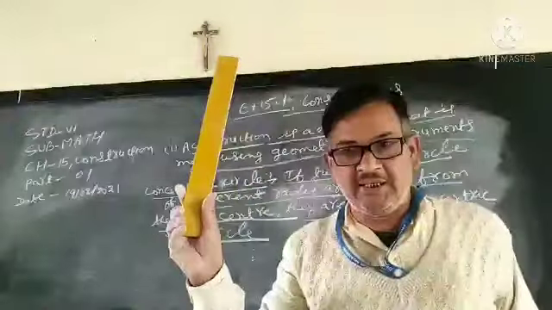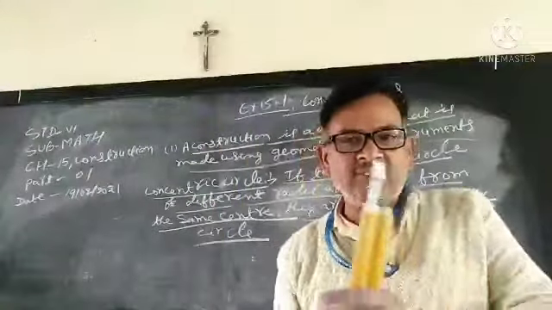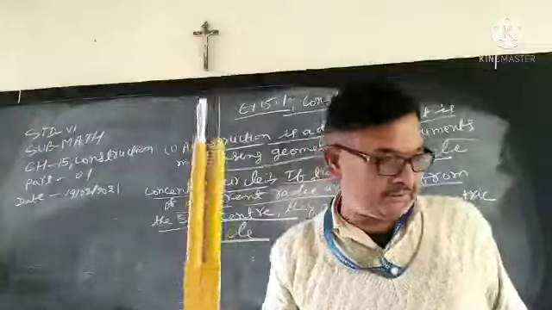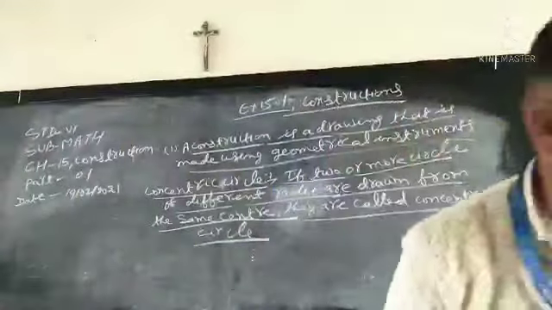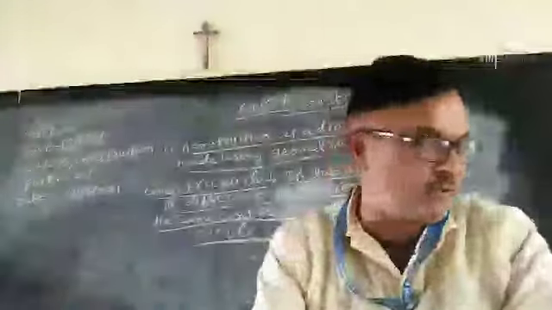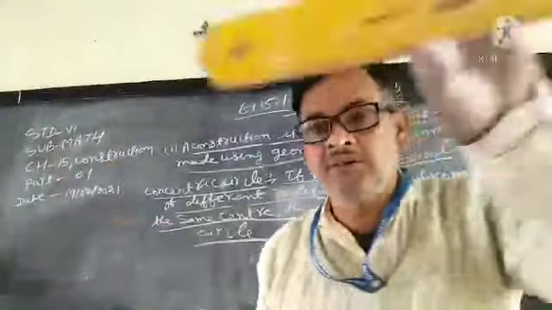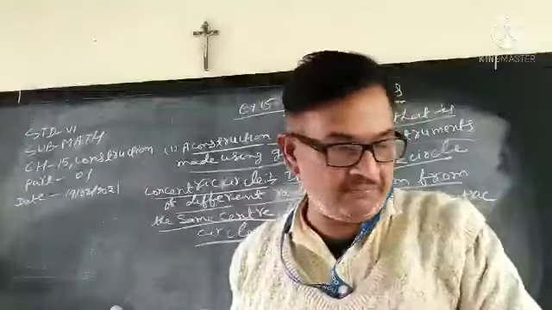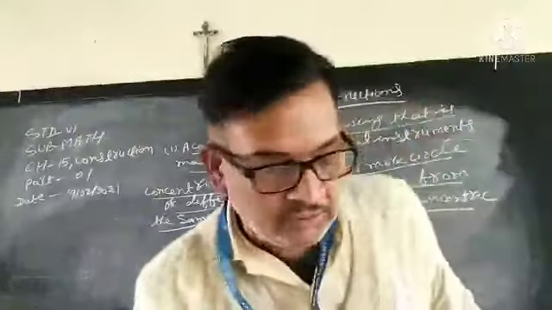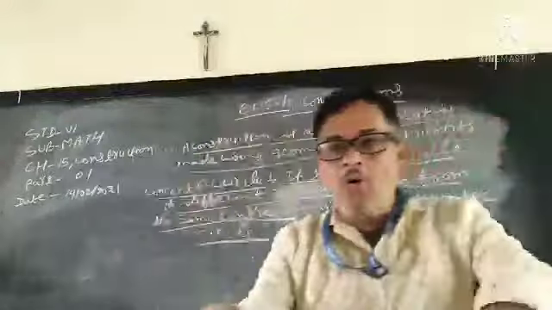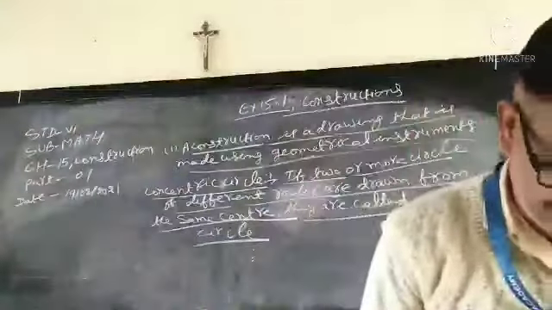Now the instruments which we are using. This is called a scale, right? And this one is called a compass. And this one is called a protractor. This one is called a set square. This is also called a set square. And this is called a divider. It is clear? Now, the question is here, how can you draw a circle?